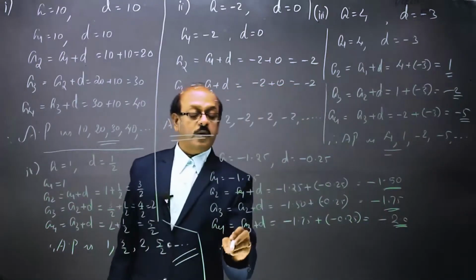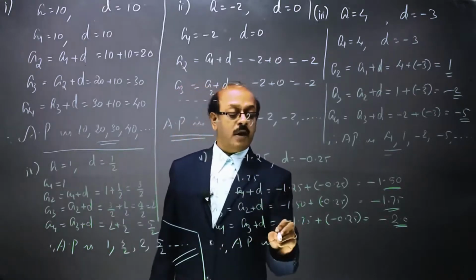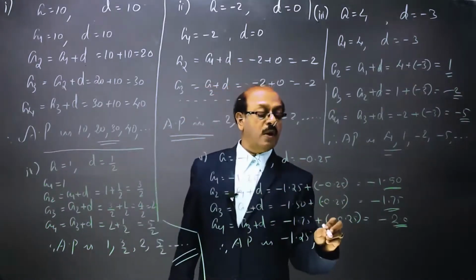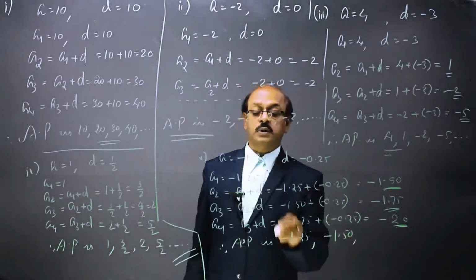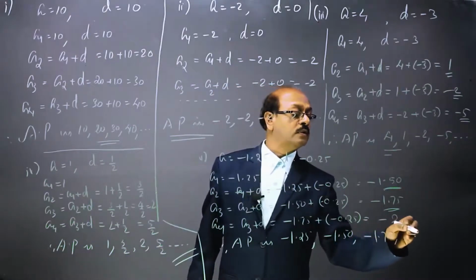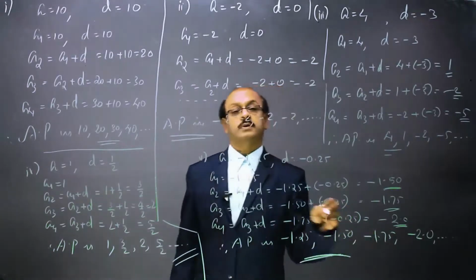Therefore, the AP is: first term minus 1.25, second term a2 minus 1.50, third term a3 minus 1.75, and the fourth term minus 2.0, etc.